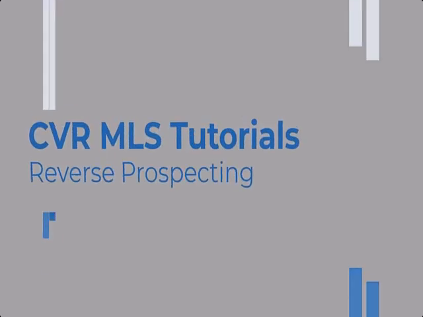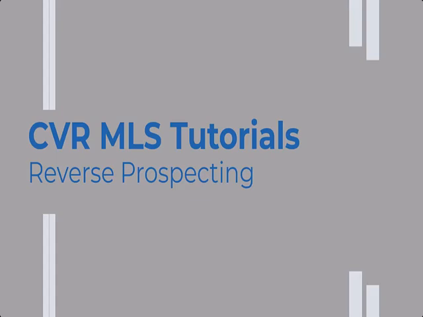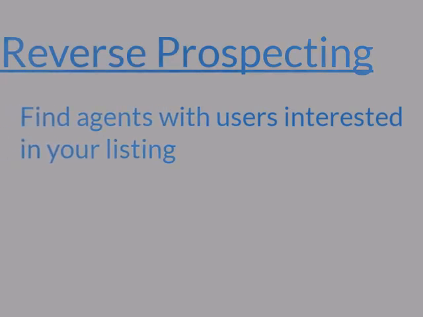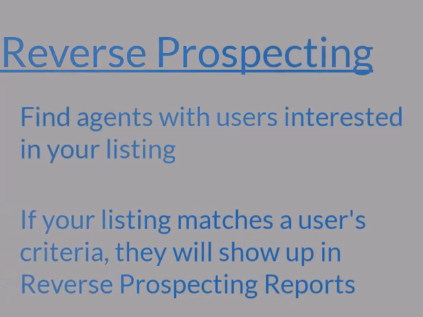Hello everyone, this Matrix tutorial is going to be about reverse prospecting. Reverse prospecting is a tool that you can use to find users that may be interested in your listing. If your listing is included in the user search results, that user's agent will show up in the reverse prospecting report.